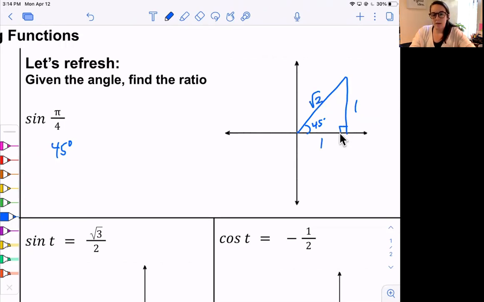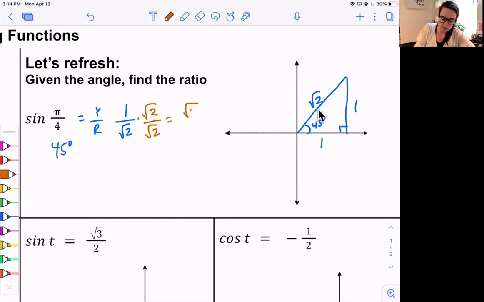Within this, I know that I have positive x and positive y, so I'm going to leave them both positive. Radius is always positive. I remember that sine is y over r. So my y in this case is 1, and my radius in this case is square root of 2. I'm close to my answer, but I need to rationalize. So I'm going to multiply square root of 2 on top and bottom, and I get square root of 2 over 2 as my answer for the ratio.